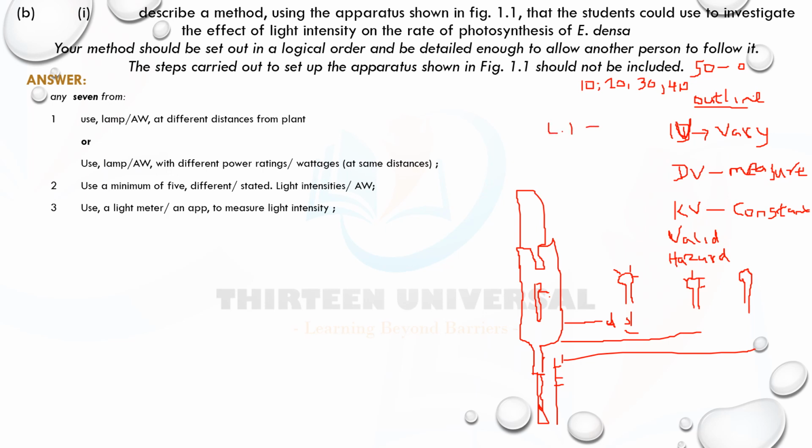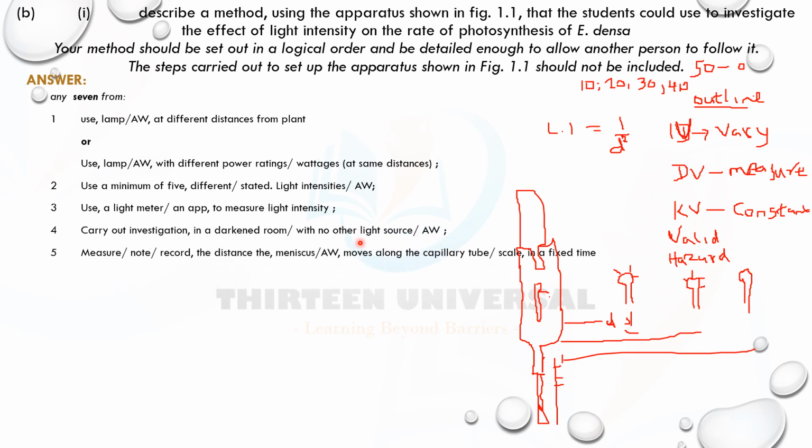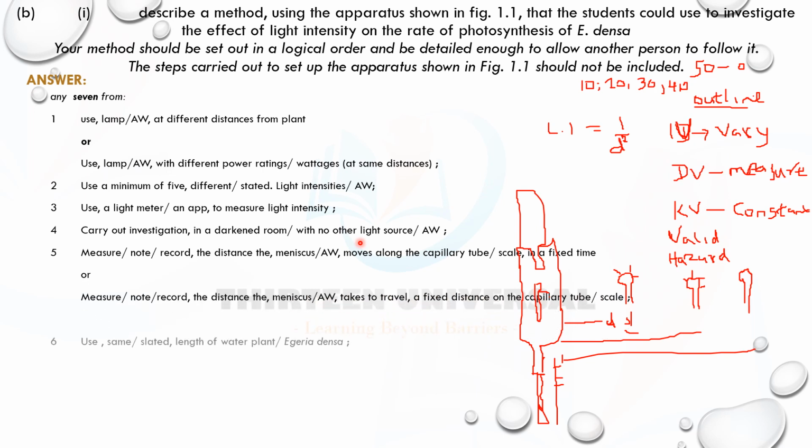I think there's a formula for that. I think that formula is 1 over the square of the distance from the setup, because there's an inverse proportion in relation to them. So as you move it away, light intensity decreases. Use a light meter to measure light intensity, and of course carry out the investigation in a dark room for your control. Measure the distance moved by the meniscus, or record the distance moved.